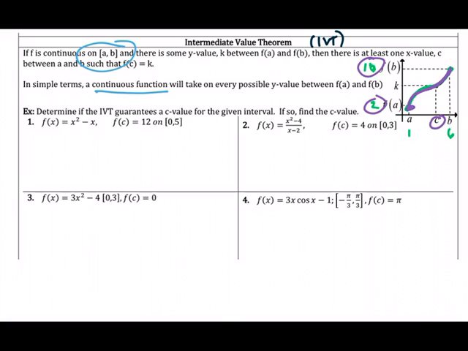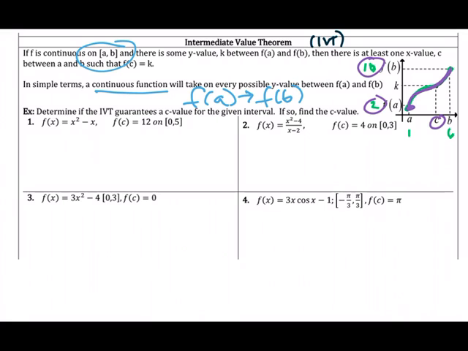The most important part of this theorem is that we have to be talking about a continuous function on a closed interval. So the very first thing you're going to check is, are we looking at a function that's continuous on the interval that we're being specified? Then you're going to check, okay, what are my two outputs? And is the number that I'm looking for between those two values? Let's look at some practice problems.